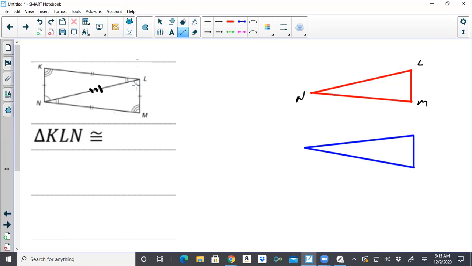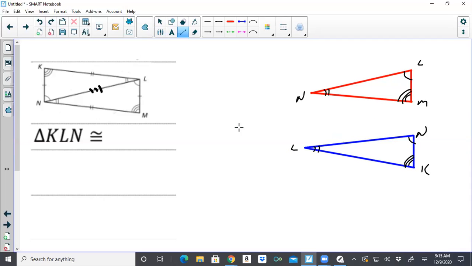Now N is in the same spot as L was up here. So N goes right there. K is in the same spot as M. And then this last one is L. So what I could do now is just copy my pictures exactly. So I have L and N. And then this one had 3 marks. This one had 3 marks. And then this one had 2 marks.